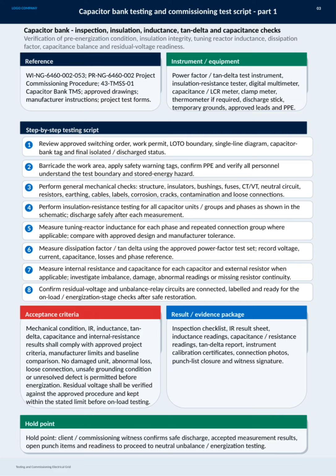The final package includes all inspection checklists, test results, calibration certificates, photos, and punch list documentation, coupled with client or commissioning witness approval. This hold point confirms safe discharge, acceptance of results, and readiness to proceed with neutral-unbalance and energization testing, ensuring the capacitor bank is in optimal condition to operate safely and reliably.